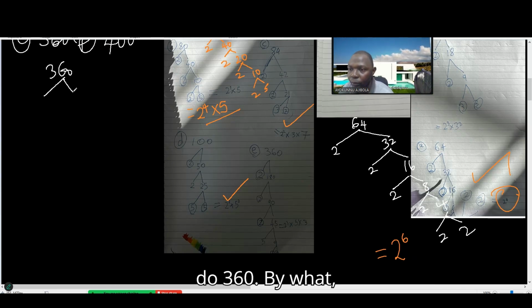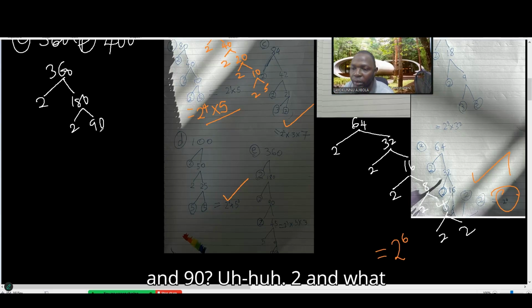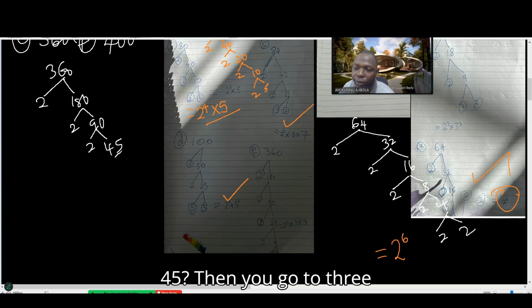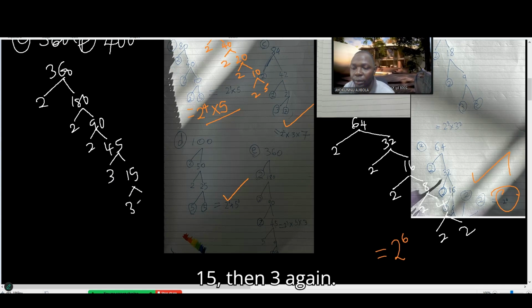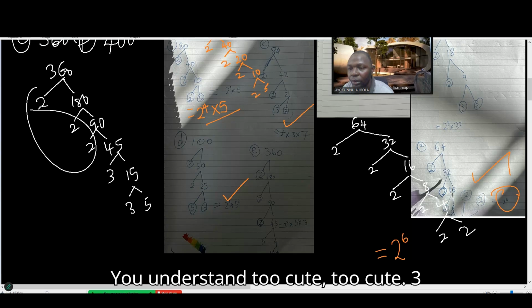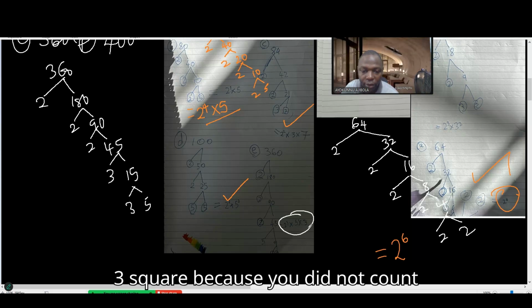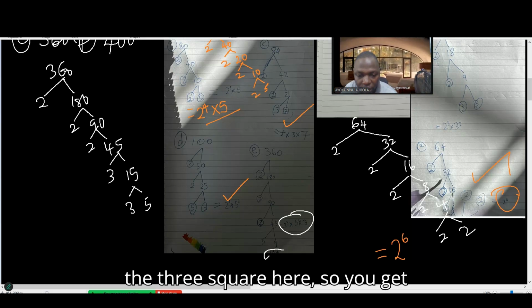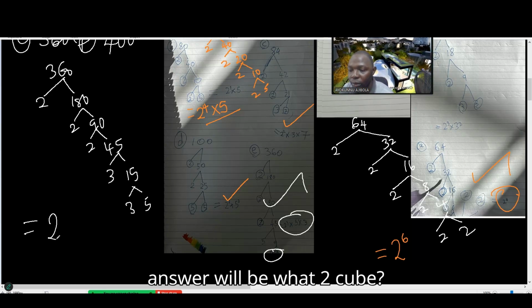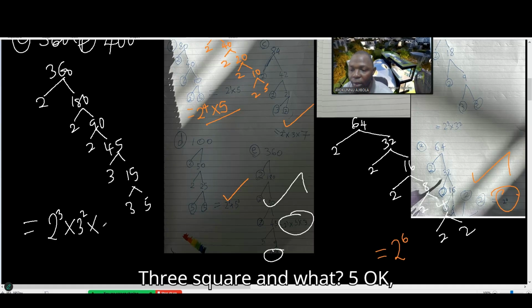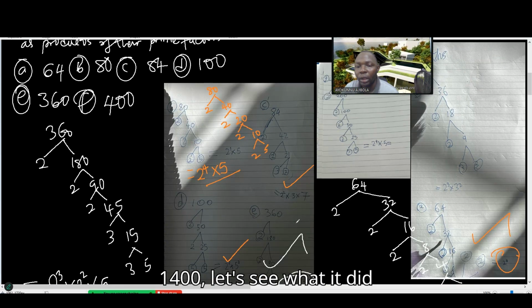360 divided by what? 2 and 180. By what? 2 and 90. 2 and what? 45. Then you go to 3 after 2. Is that clear? 15. Then 3 again. Do you understand? 2 cubed, 3 squared, and 5. So you didn't get 3 squared because you did not count the 3 squared here. So you get half a mark for this one. So the answer will be what? 2 cubed, 3 squared, and what? 5. Okay. And the last one's 400.